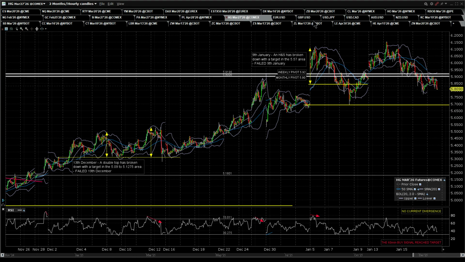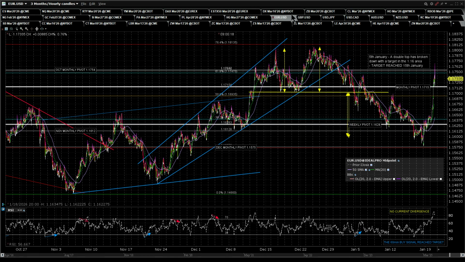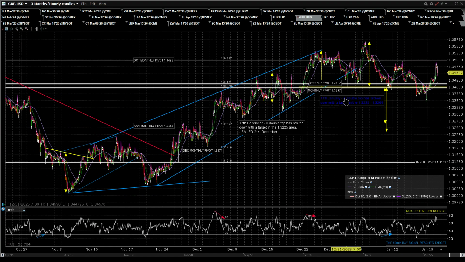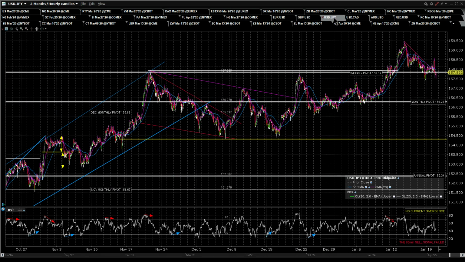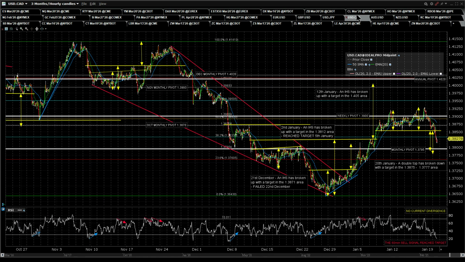All right, not a lot to say about the currencies today. EUR/USD bouncing strongly as the dollar falls strongly. GBP/USD double top had broken down, but I did mention that this might well fail, and I think it may well be failing. Looks like a bull flag forming on USD JPY.